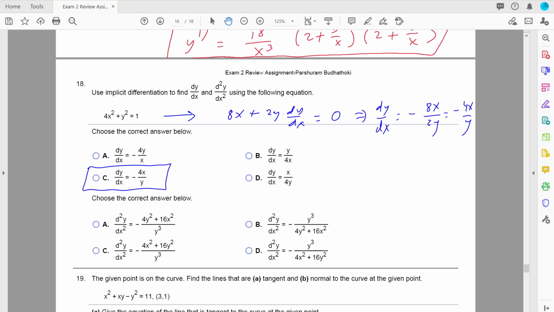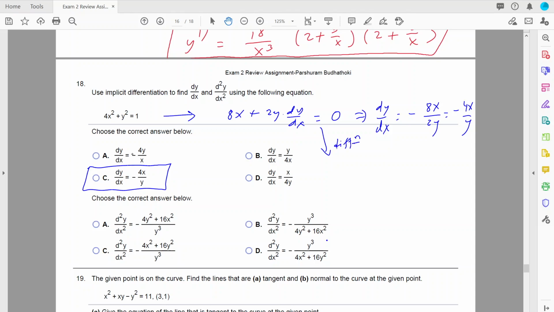Now, after finding that, we have to find the second derivative. There are two ways to do it. You can continue this equation and just differentiate both sides one more time, or you can use this one, find the second derivative, use the quotient rule, and plug in the value of dy over dx. I'm going to use this first part. I'm going to differentiate again.